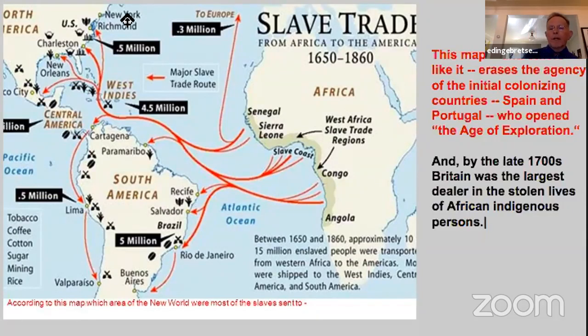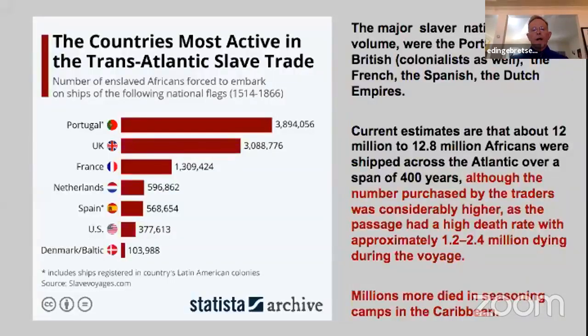By the late 1700s, Britain was the largest dealer in the stolen lives of African indigenous persons. In order of trade: Portuguese, British, colonials as well, the French, Spanish and the Dutch empires. Current estimates, 12 million to 12.8 million African indigene were shipped across the Atlantic over a period of 400 years. I apologize for the numbers. Numbers are persons.